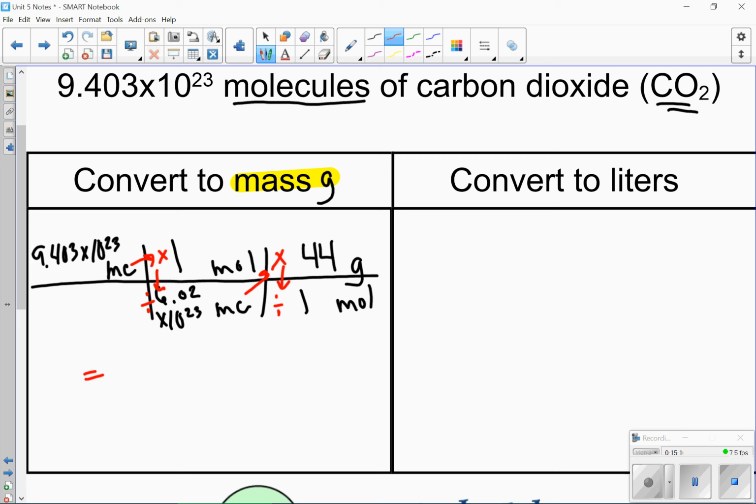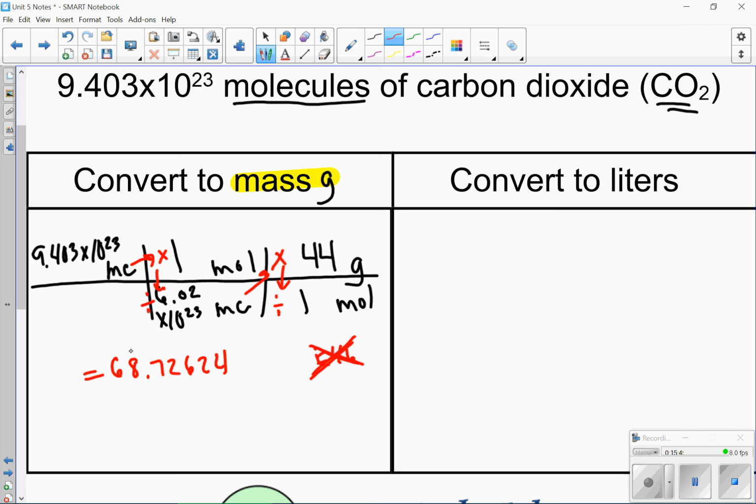We are going to push 9.403 E23 times that one on the top, divided by Avogadro's number, so divided by 6.02 E23. Then go back up times 44 and divided by 1. So your calculator should say this. If you see anything in your calculator of E46, you did it wrong. Go back and put it in with the E. We do not want that.